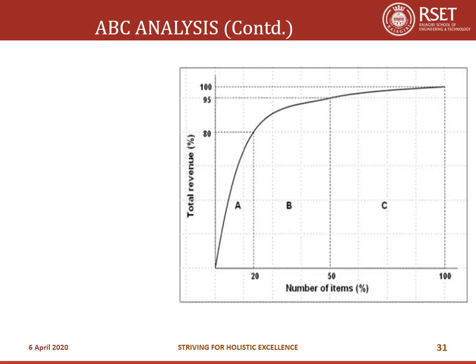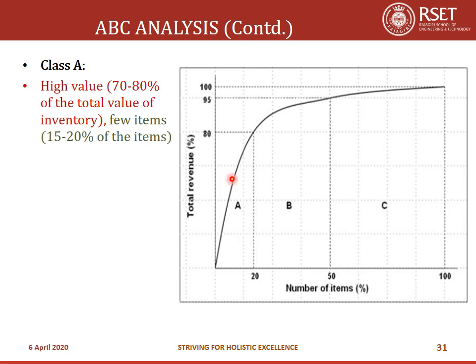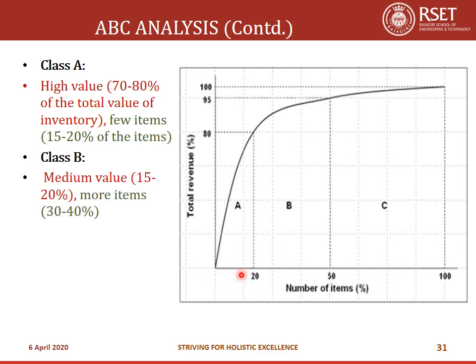You can see the graph here. This is the percentage number of items and this is the total revenue on the y-axis. You can see that 80% of the revenue is given by 20% of the items. This 20% of the items fall under class A. So class A comprises high value of the total inventory with very few items. 70 to 80% of the revenue is given, but at the same time only 20% of items need to be manufactured.